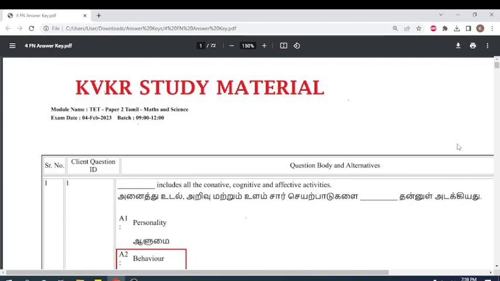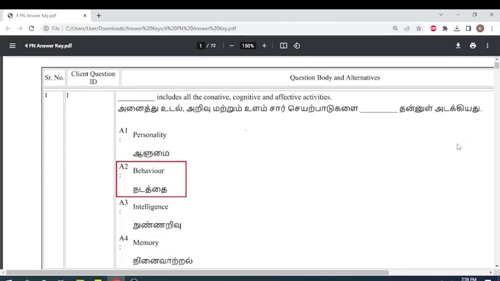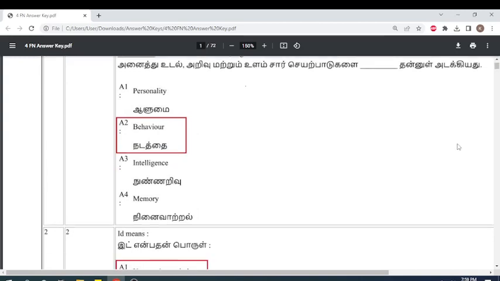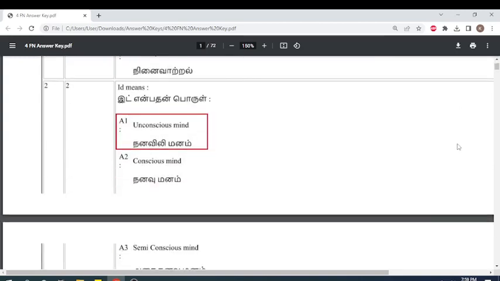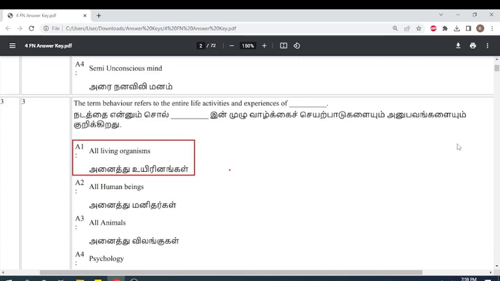இன்னைக்கு நம்ம சேனல்ல TET paper 2 maths and science tentative answer கி பார்க்க போறோம். Exam date 4/2/2023 batch morning batch. First question கான answer A2. Second question கான answer A1. Third question kana answer A1.